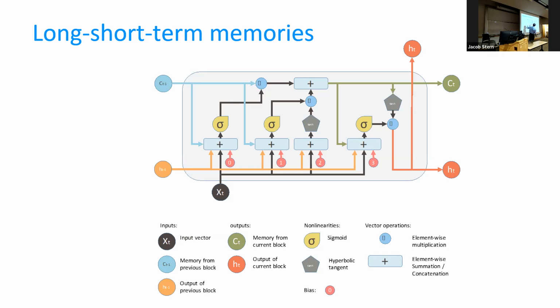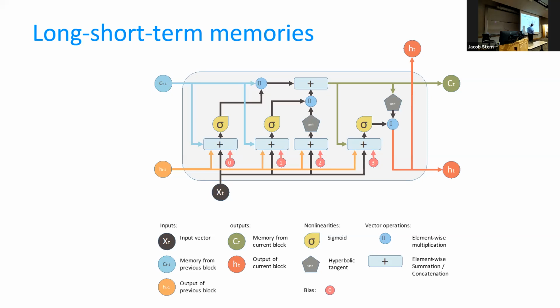Looking at this first block, what do we take as input? xt, ht minus 1, and ct minus 1. This plus represents element-wise summation or concatenation. We mentioned the other day that concatenation and summation are very similar operations, so we'll just do one of the two. And then this sigmoid represents a weight matrix, or a linear layer followed by a sigmoid activation.